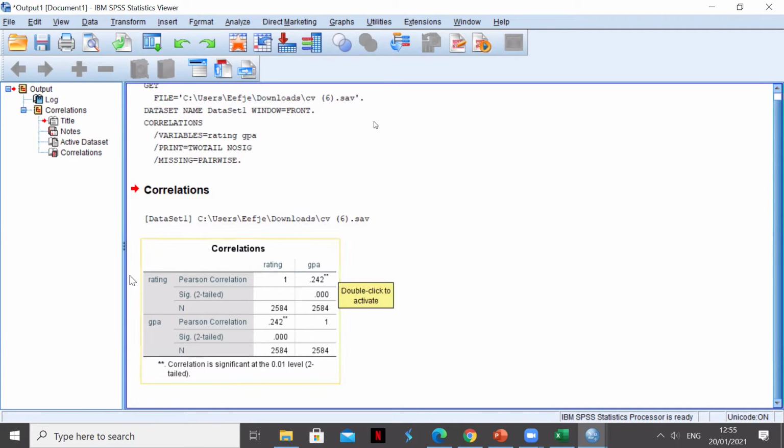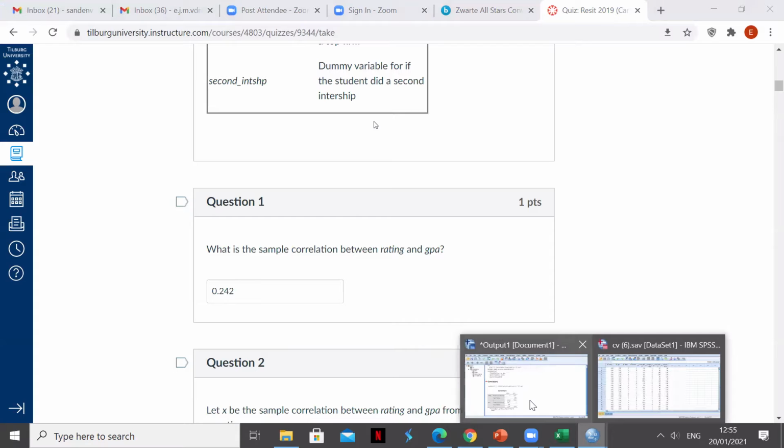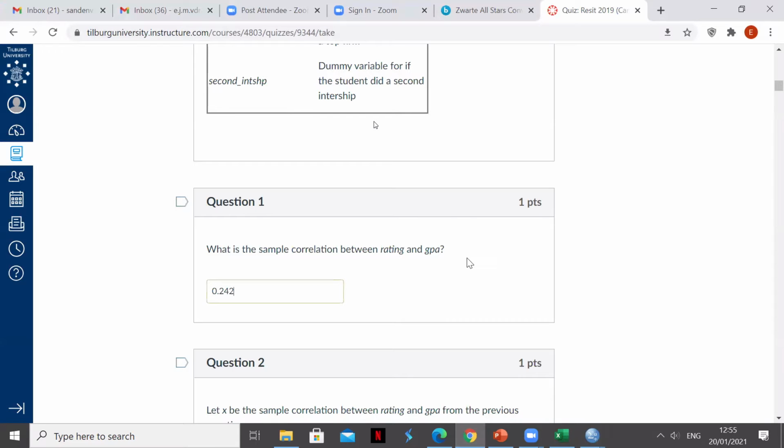But now you don't. And like I explained, you get a few numbers. You get Pearson correlation, which is our correlation. And you use 0.242 because, of course, the correlation with itself, rating with rating, is always 1. So you take this one and you type in the answer. And actually, it's just as easy as that. You already have 1 point, right? And yeah, you just need to know how to do it, and you should be fine.